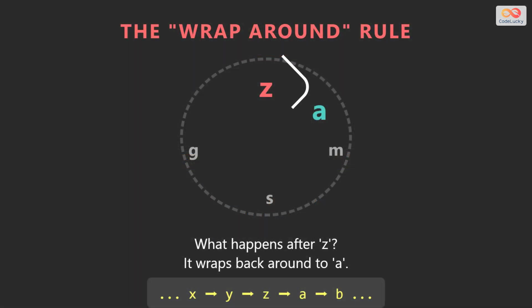There is a special case to consider. The alphabet is treated as a cycle. If you have the letter Z and you shift it by 1, it does not stop. Instead, it wraps around back to the beginning, becoming A. This circular property is crucial for calculating differences correctly.